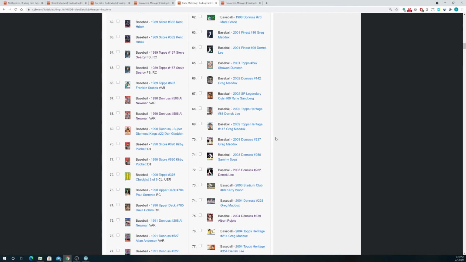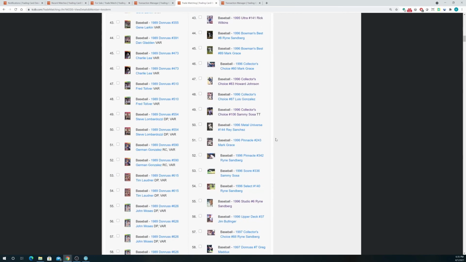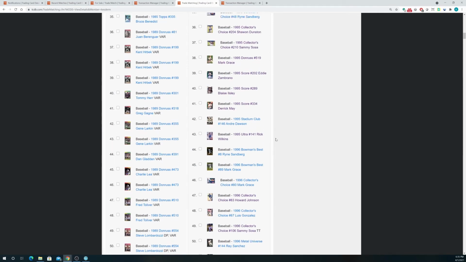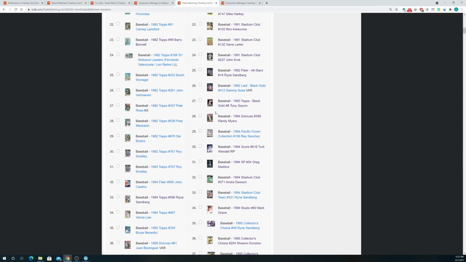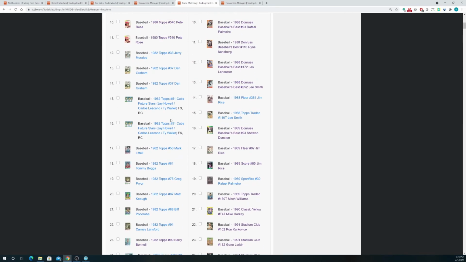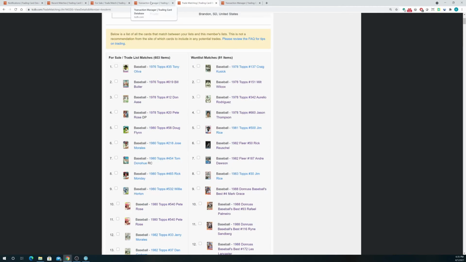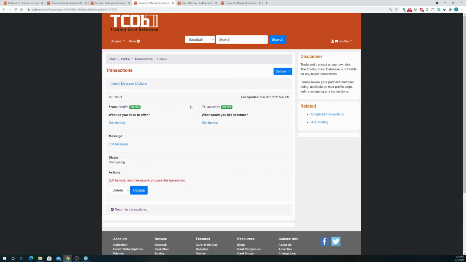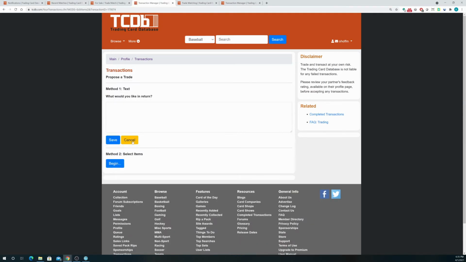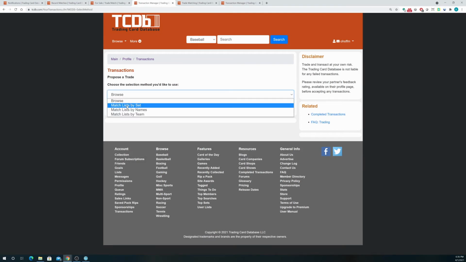And you could just sort of go over the trade at the beginning in your head. Okay, well, I think these are the ones I want, and these look pretty good to give him. So since I have the least amount, I'm going to start and say what I want. Select my items, and I'm going to match by set.